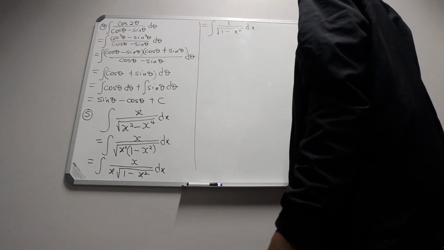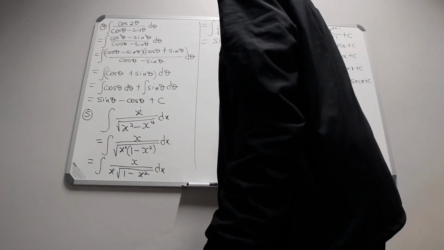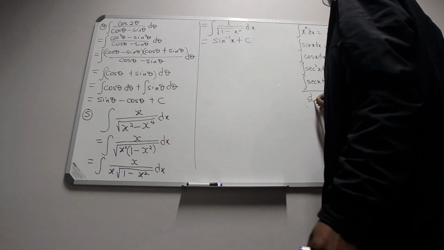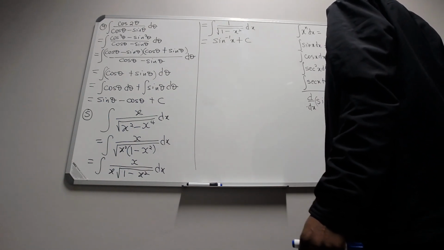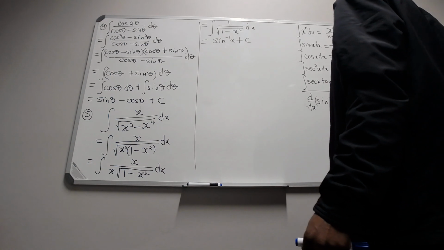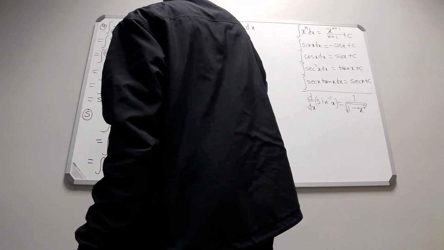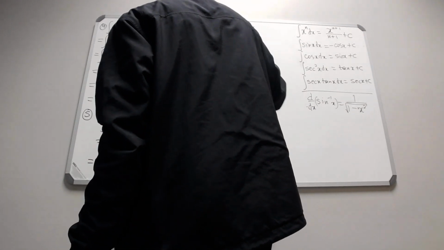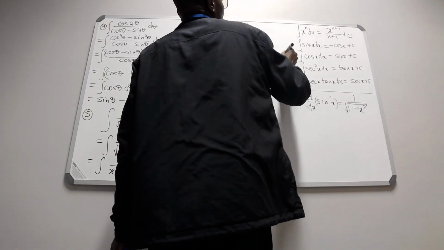And what is this? This one we have seen is just arcsine of x plus c. Why are we saying that? We are saying that because the derivative of arcsine of x is 1 over the square root of 1 minus x squared, like that. And finally, the integral, say, of du over 1 plus u squared. This is just arctan of u plus c.